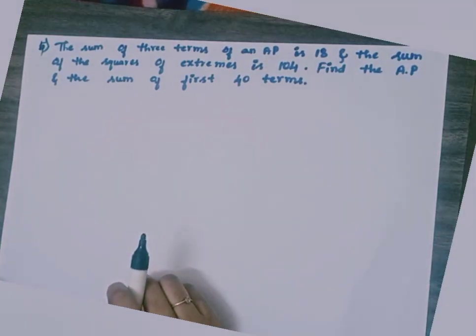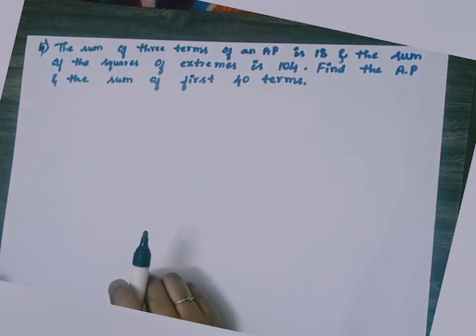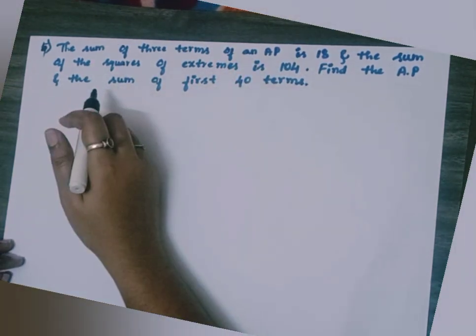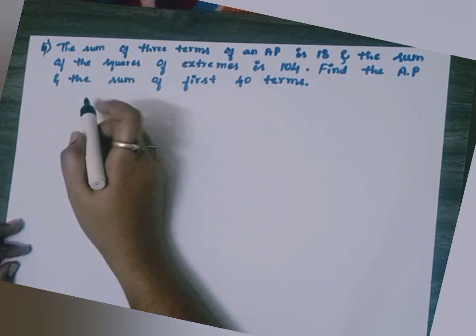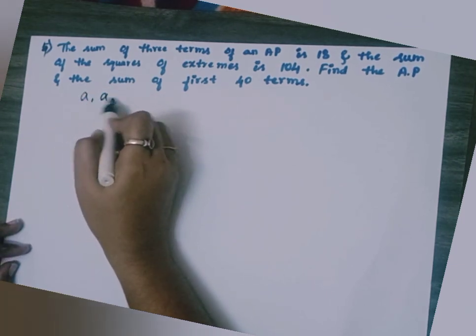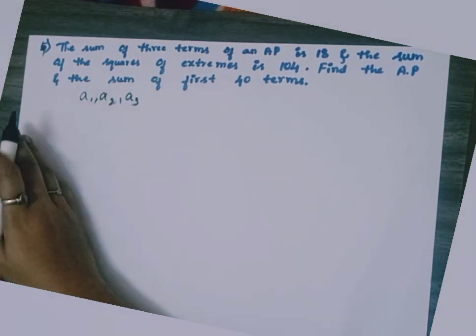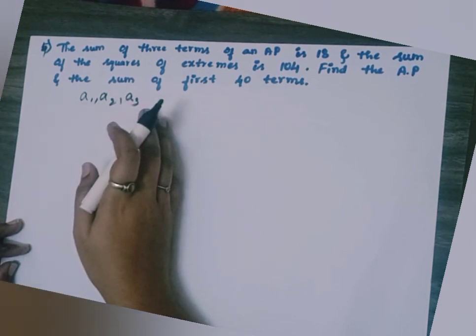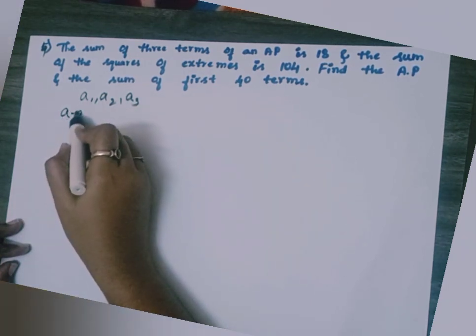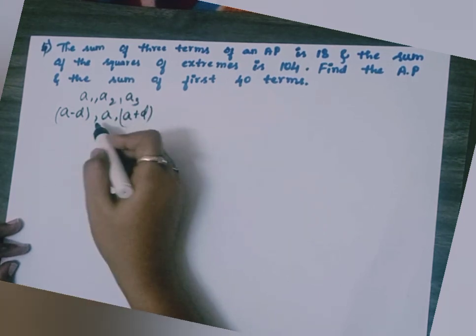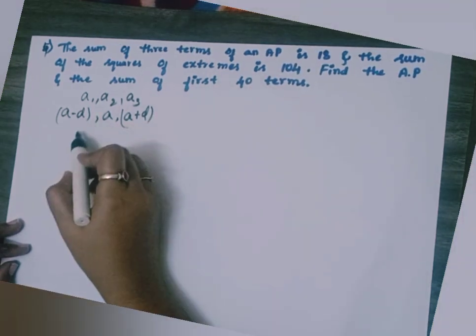Fourth one: the sum of three terms of an AP is 18 and the sum of the squares of the extremes is 104. Find the AP and the sum of the first 40 terms. They said the sum of three terms. We don't know those three terms, so we can take them as a1, a2, a3. That means consecutive terms we need to take. You can take a, a plus d, a plus 2d, but I'll go with a minus d, a, a plus d. They said the sum of these is how much? 18.